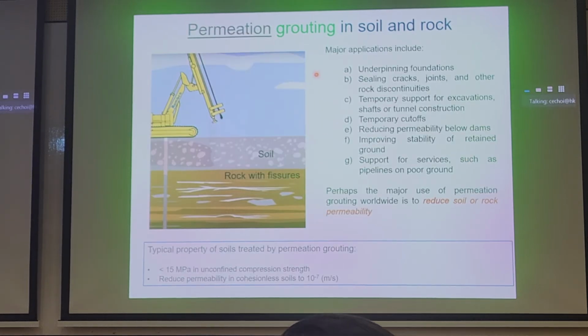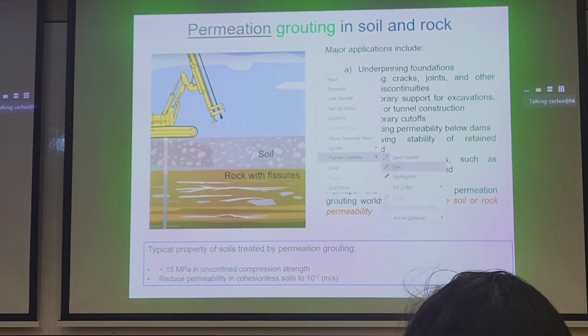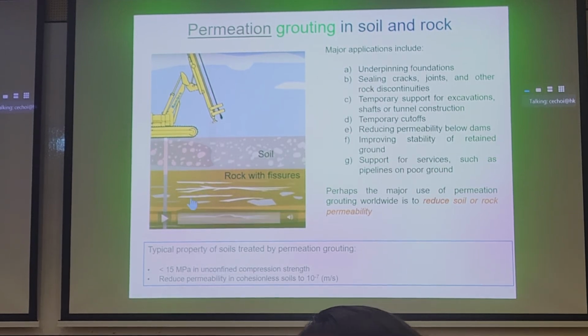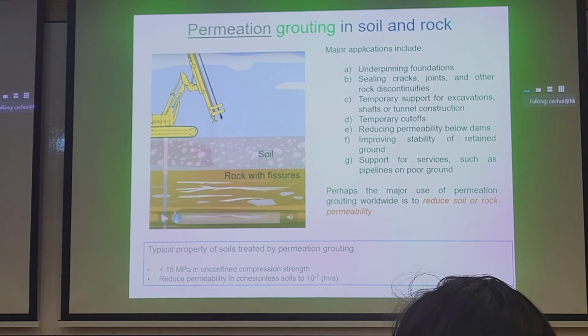So I want to cycle through the different types of grout injection in a bit more detail here. So let's take a look at permeation grouting in soil and rock. So I'll play this video from Remco.